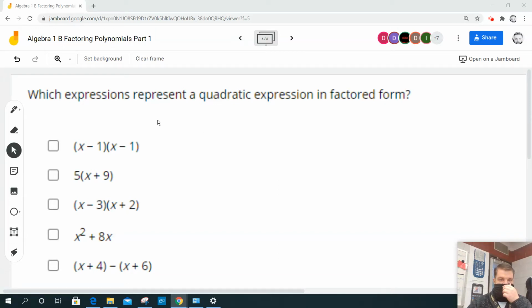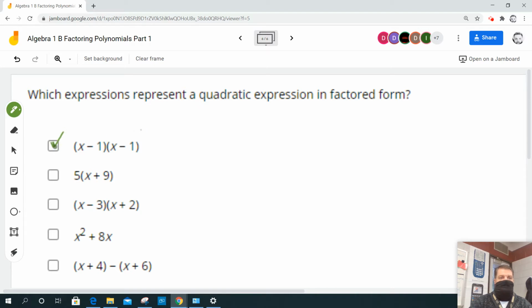All right, here we go. So on this next one, it says, which one is in factored form? Which expression represents a quadratic expression in factored form? Well, the first one definitely looks like it, right?